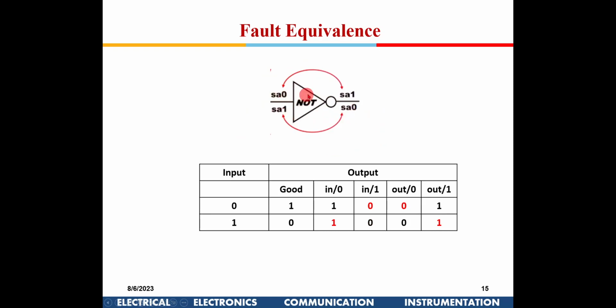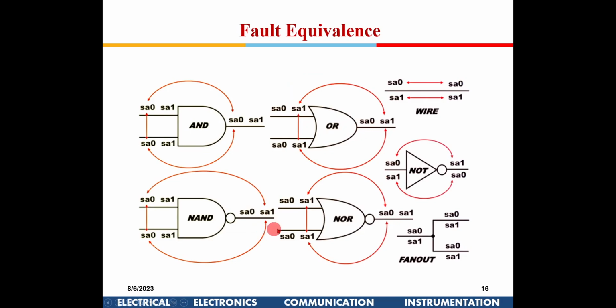Okay. Similarly, for a NOT gate, a stuck at 0 at the input is equivalent to stuck at 1 at the output, and a stuck at 0 at the output is equivalent to stuck at 1 at the input. So they are equivalent faults. This is again for the NOR. I have not made a table, but you can for an AND gate.